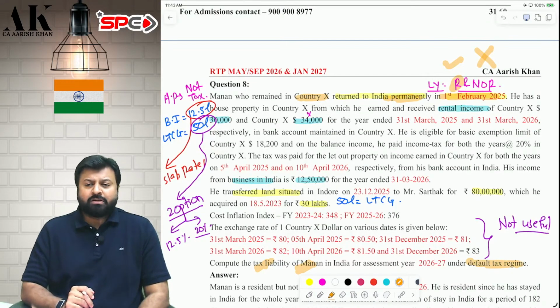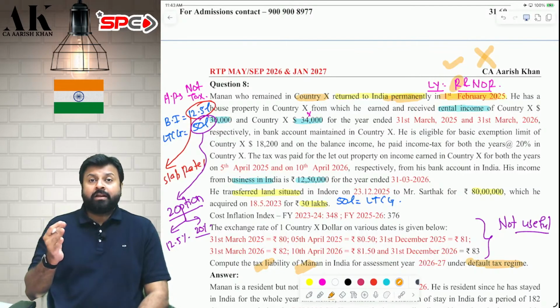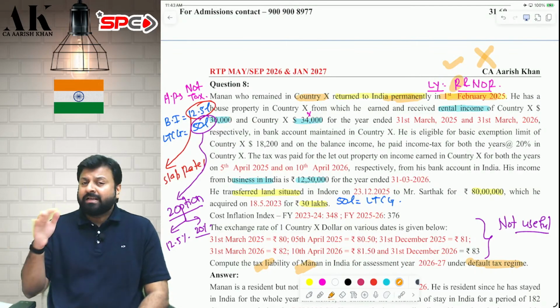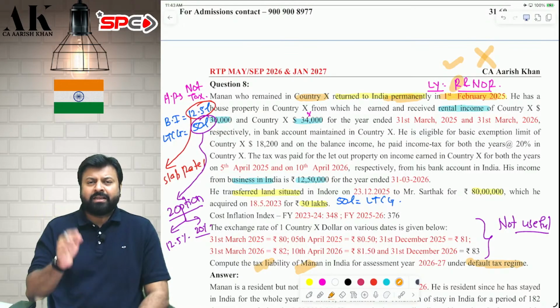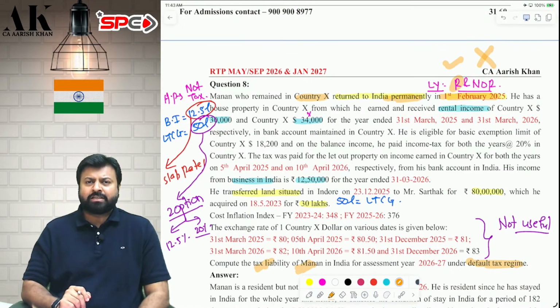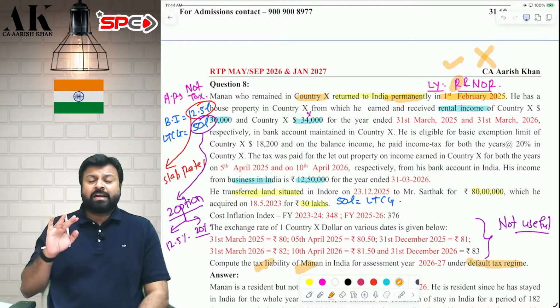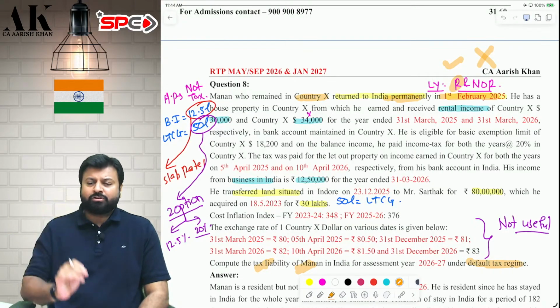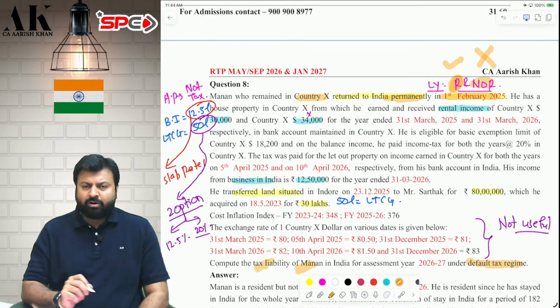What are the additional conditions of ordinary resident? He should stay in India for 730 days in the last 7 years. That is not going to happen. He was permanently settled outside India. Now he has come to India just 60 days back. Plus, he should be resident in India in at least 2 out of the last 10 years. That is also not possible. Therefore, Manan is resident but not ordinary resident.